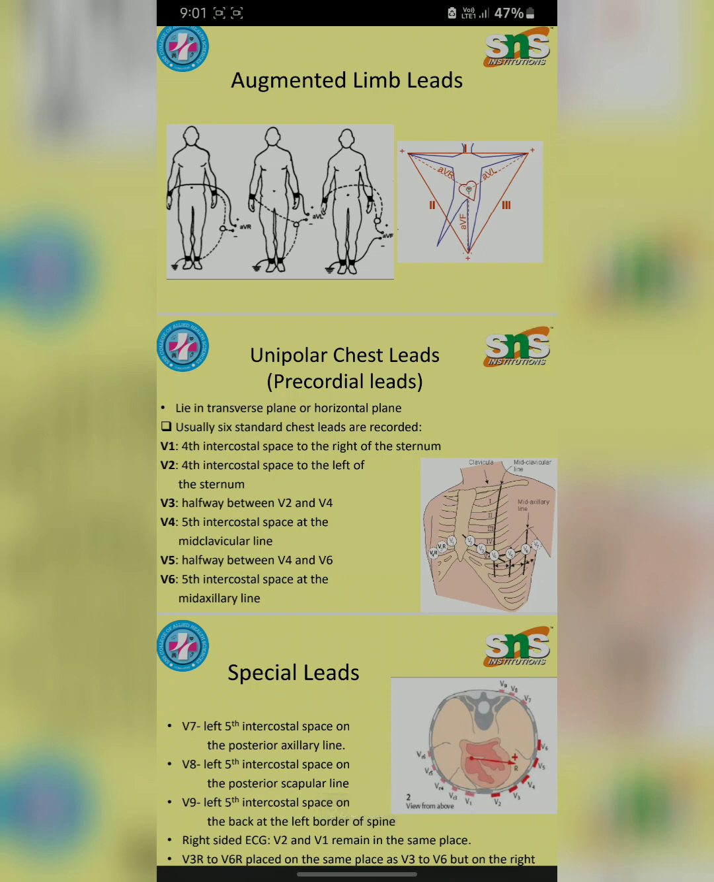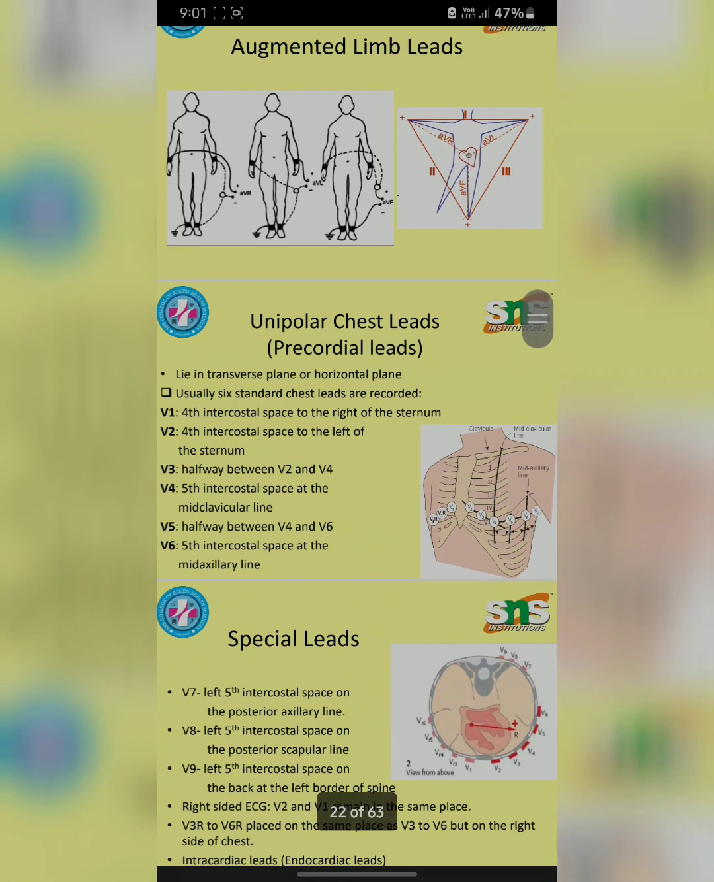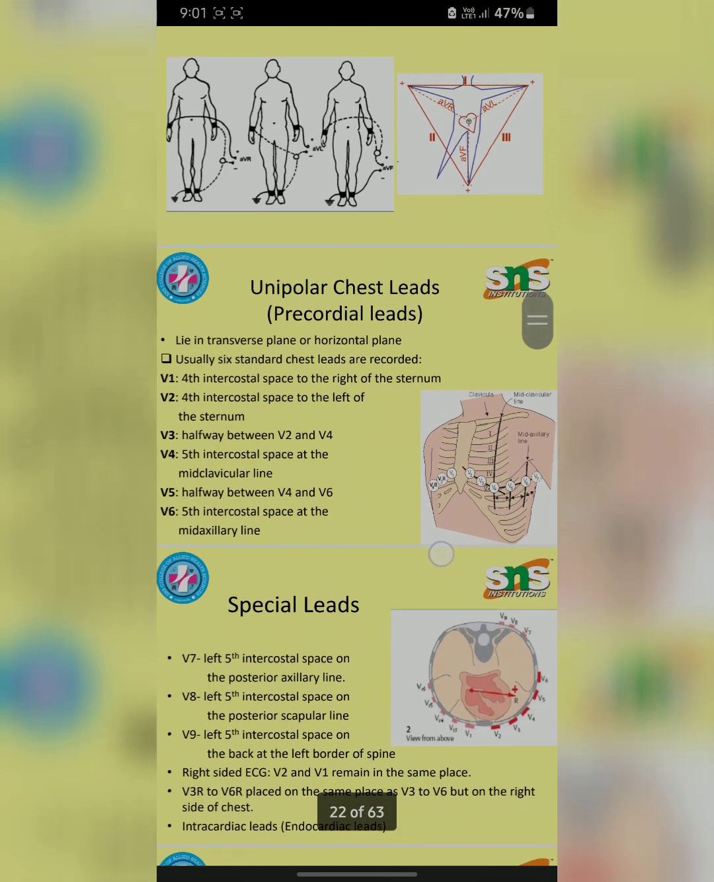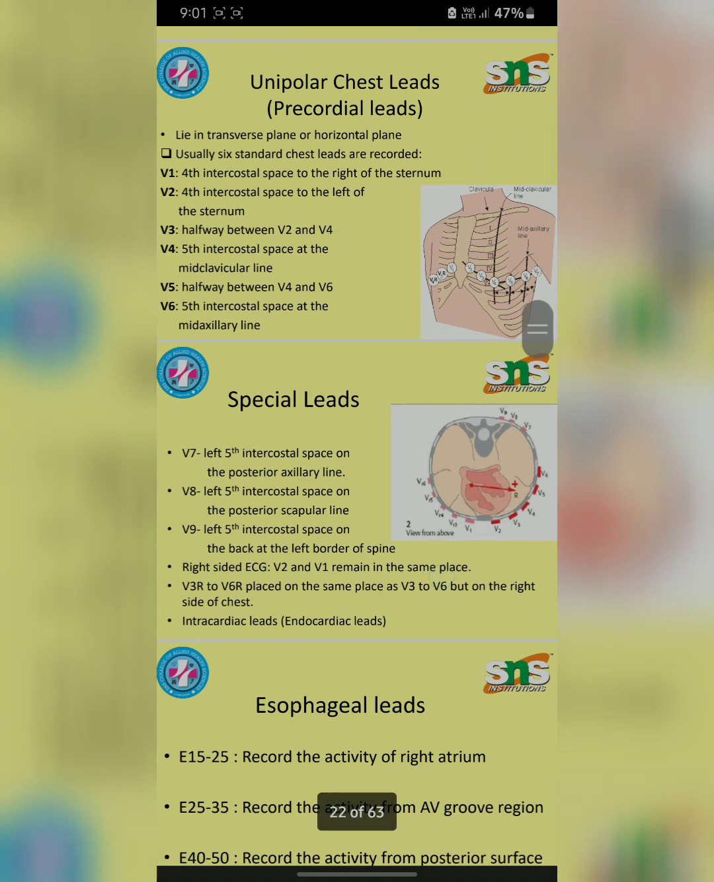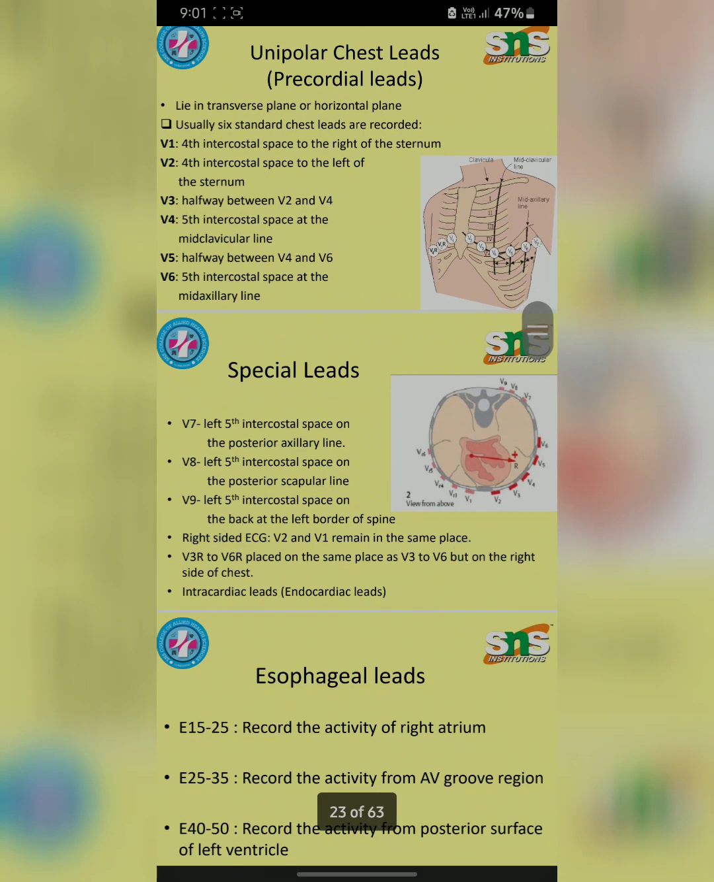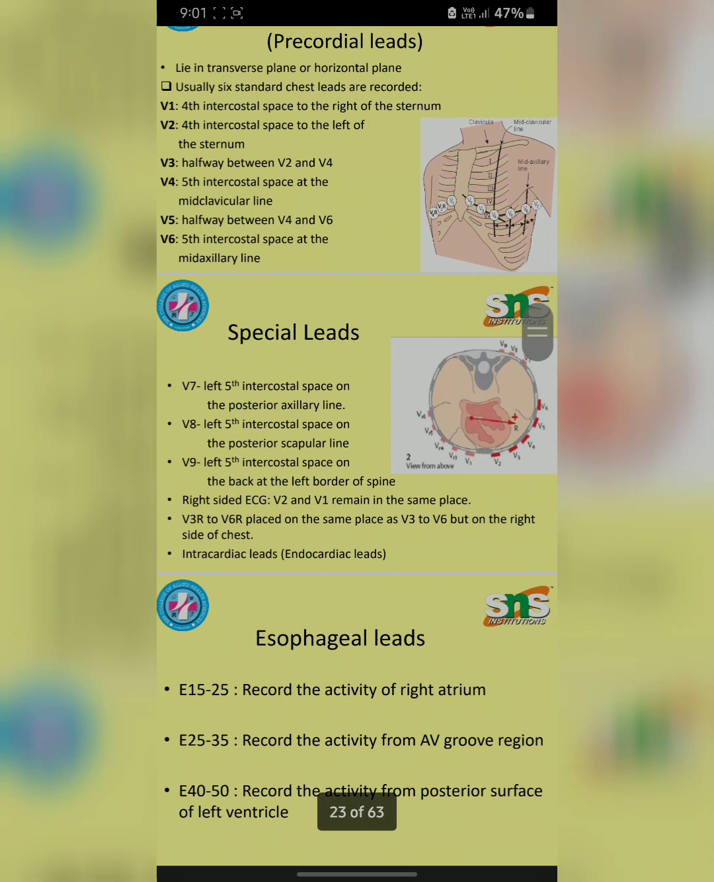Special leads. V7, left fifth intercostal space on the posterior axillary line. V8, left fifth intercostal space on the posterior scapular line. V9, left fifth intercostal space on the back at the left border of the spine. Right sided ECG: V2 and V1 remain in the same place. V3R to V6R are placed in the same places as V3 to V6 but on the right side of the chest. Intracardiac leads, endocardiac leads.